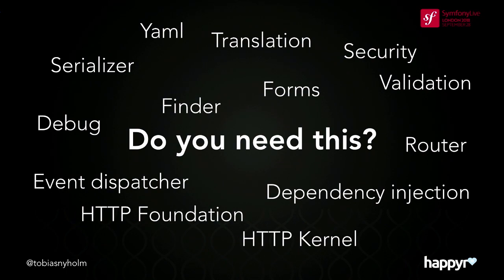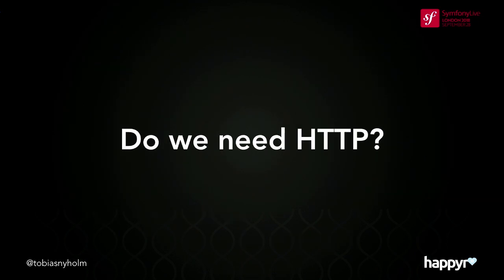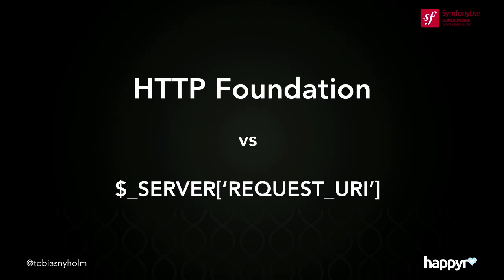So you should ask yourself, for every new piece of code or dependency, you should put it on the golden scale and say, do we really need this? And do we need HTTP? Maybe we're only building a CLI microservice. And if we do need HTTP, do we need HttpFoundation? Or are we happy with just using superglobals?